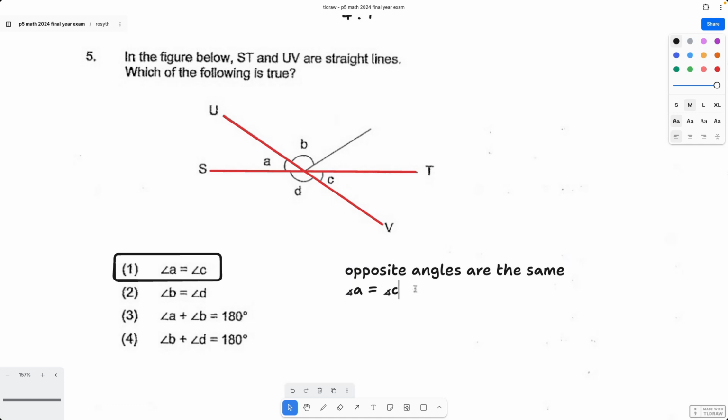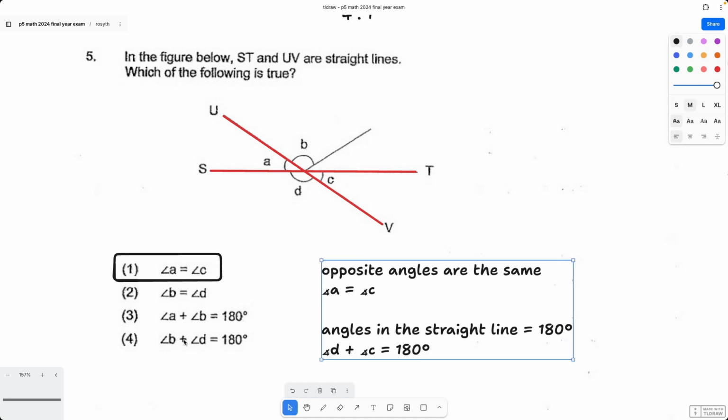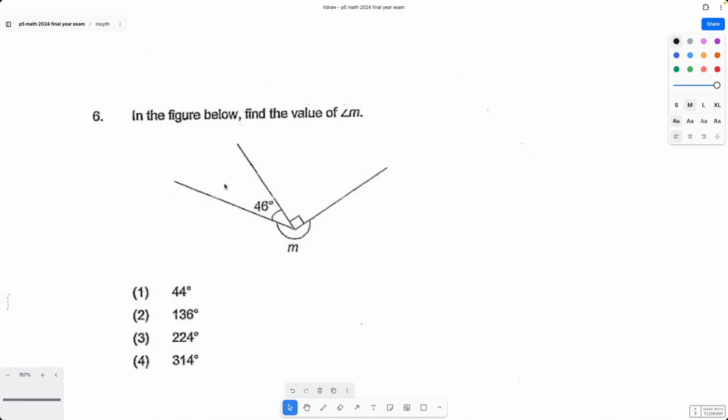Right? So yeah. So the same time, angles in a straight line are equal to 180 degrees. Oops, I forgot this. So that means angle D plus angle C is equal to 180 degrees also in this case. Okay, so yeah, none of this shows up. So that's why 5 is option number 1. Okay, let's move on to question number 6.